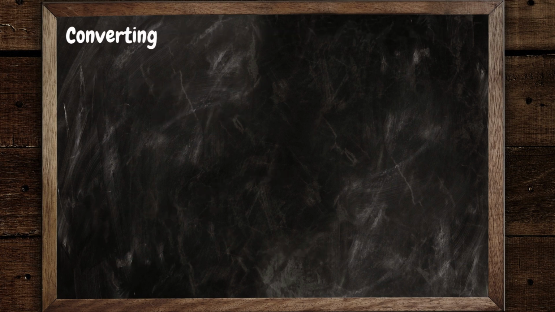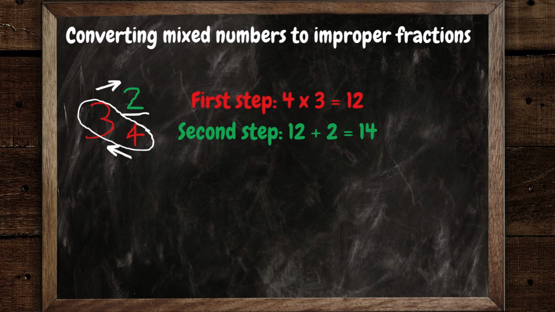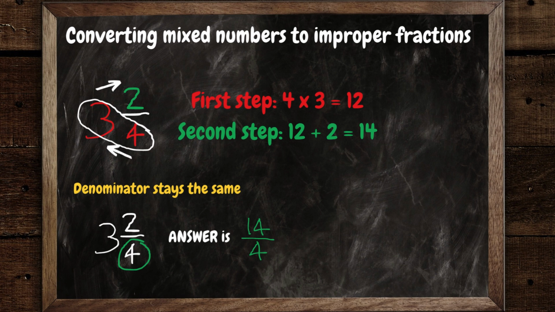Now let's go the opposite way and convert mixed numbers to improper fractions. How do we do this? Well, the first step is to multiply the denominator by the whole number. So say we have 3 2/4. The first step would be to multiply 4 by 3, which gives us 12, and then add the numerator. So 12 plus 2 is 14, and 14 will be our new numerator. The denominator will stay the same, so it will still be 4. So 3 2/4 as an improper fraction will be 14/4.